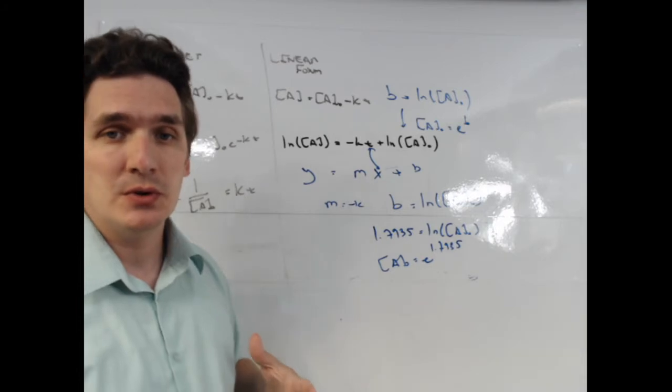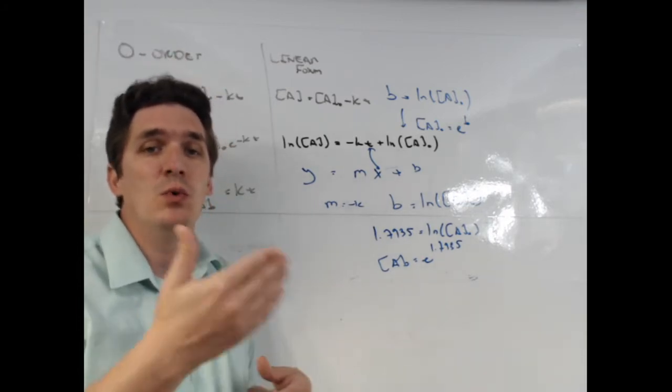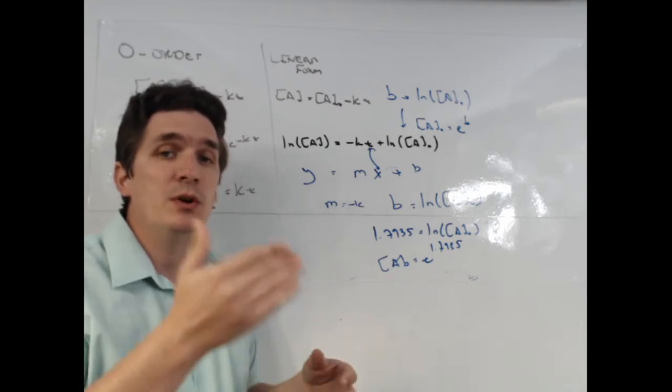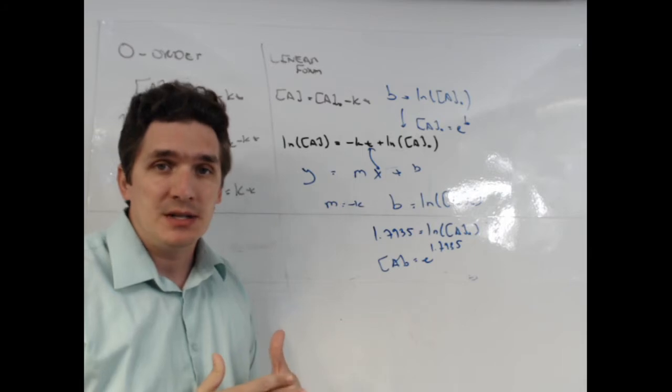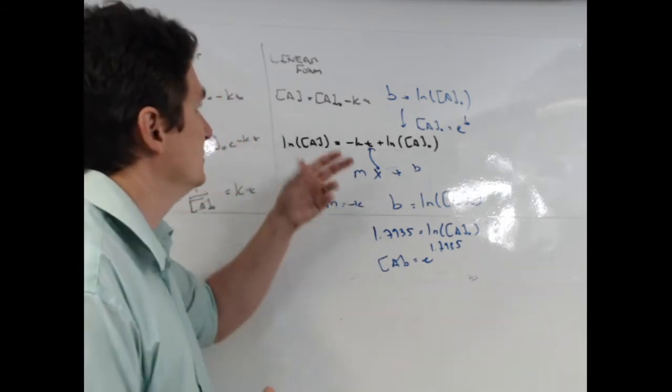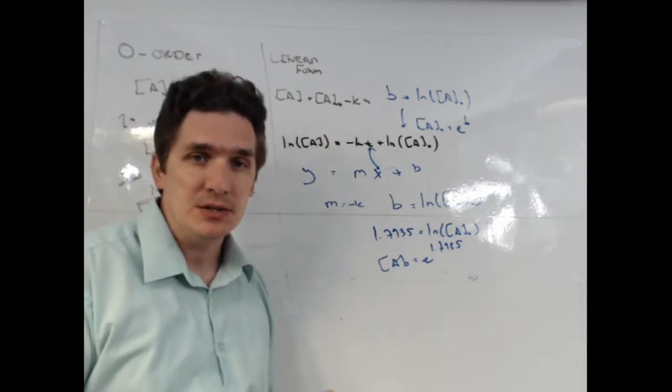Same thing's true for second order. Second order says the y-intercept is 1 over the starting concentration, so you have to take 1 over the y-intercept. And for a zero order reaction, it's really easy. The y-intercept equals the starting concentration.